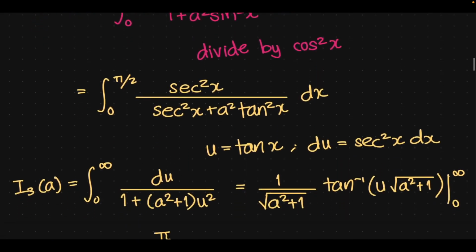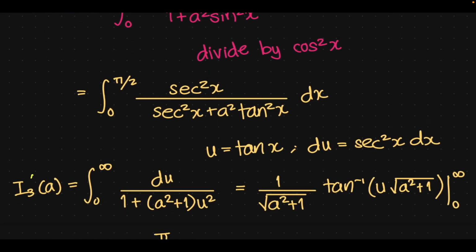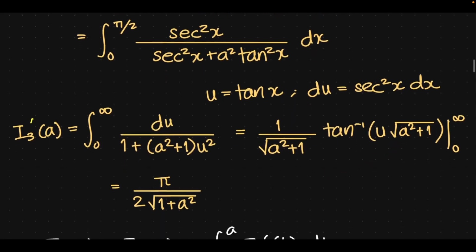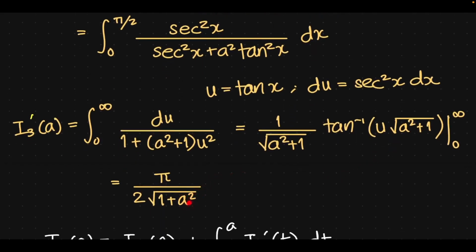This should have been I3 prime here, actually. I3 prime of a is the integral from 0 to infinity now, because of the u substitution, of du over 1 plus a squared times u squared. And now using the formula, 1 over square root of a squared plus 1, tan inverse of u times square root of a squared plus 1, from 0 to infinity. At 0 it doesn't matter, tan inverse of 0 is 0. At infinity we just get pi over 2. We have pi over 2 square root of 1 plus a squared, but that's just I3 prime of a.